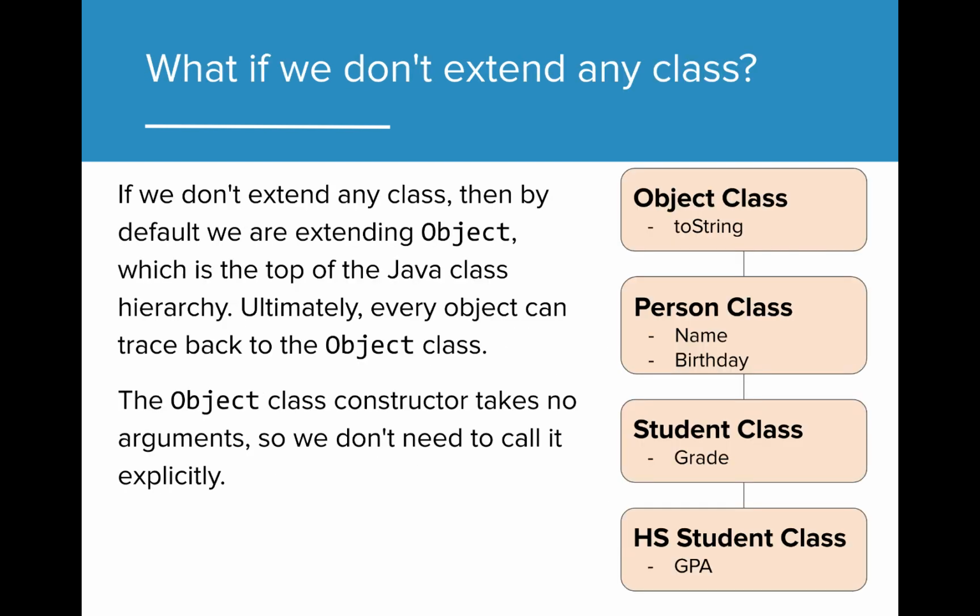What would come above the person class? When a class doesn't explicitly extend another class, then by default, we are extending the object class. The object class is at the top of the Java class hierarchy and contains several methods that all objects can use, such as the toString method. The object class constructor doesn't take any parameters, so it does not explicitly need to be called.